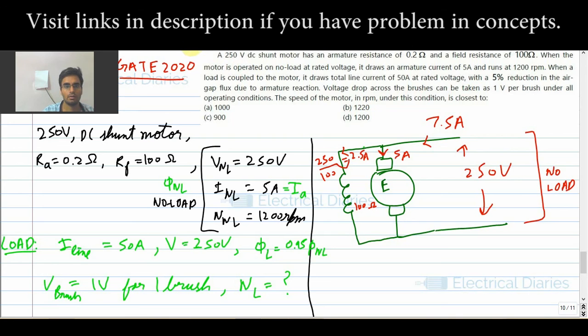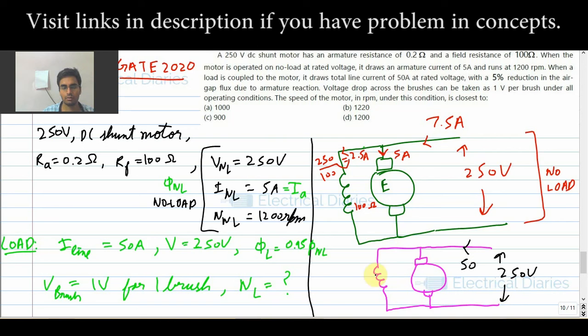Now let me take the case at this loaded condition. So here it is again the same DC motor, and this is your field winding. Here he is saying that the line current is 50 amperes. See a difference: here it is given line current is 50 amperes he is drawing. Now we know that it's again at the rated voltage, that is 250 volts, and this field resistance we know as 100 ohms. So it will be the same as this thing, that is the field current is 2.5 amps.